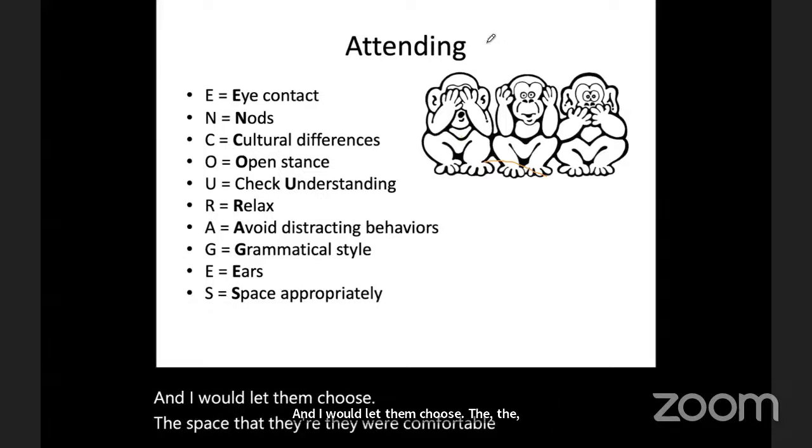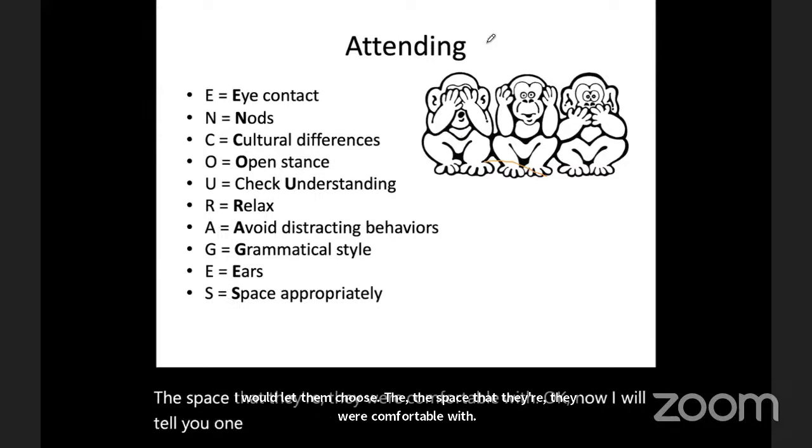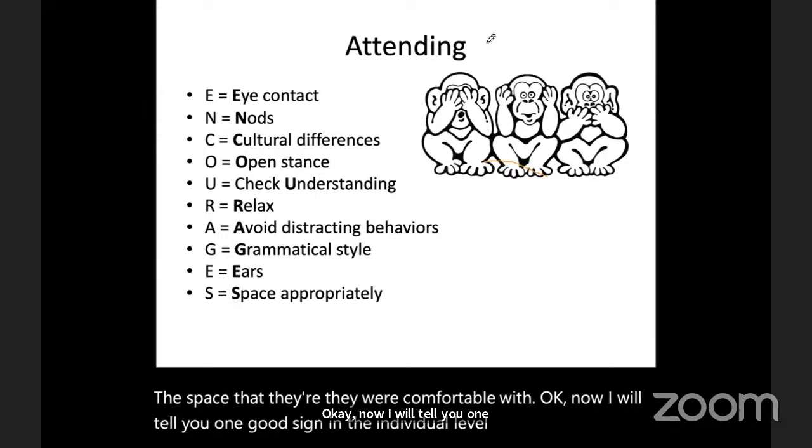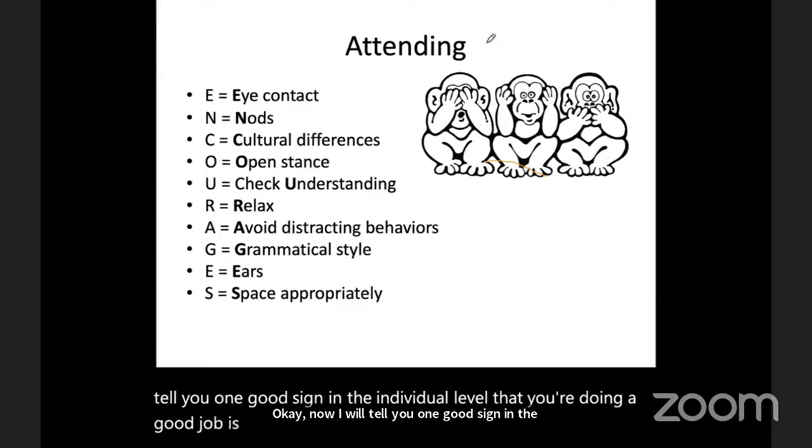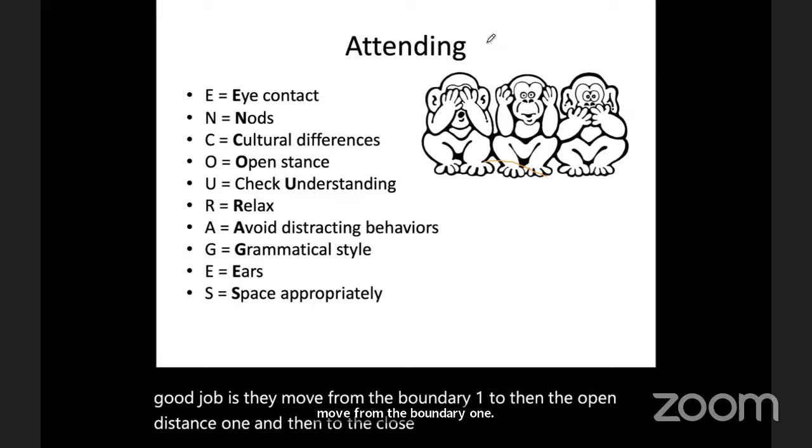Now, I will tell you one good sign at the individual level that you're doing a good job: they move from the boundary one to the open distance one, and then to the close distance one. That's when you really kind of know you're doing a good job.